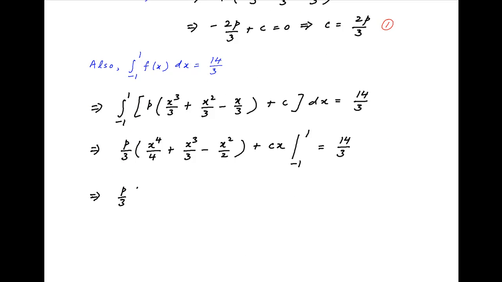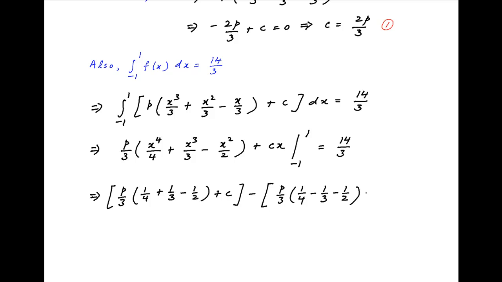Putting in the limits, we get p/3 times (1/4 + 1/3 - 1/2) + c minus (p/3 times (1/4 - 1/3 - 1/2) - c) is equal to 14/3. The first and third terms in both brackets cancel out, and therefore we are left with 2p/9 + 2c = 14/3.